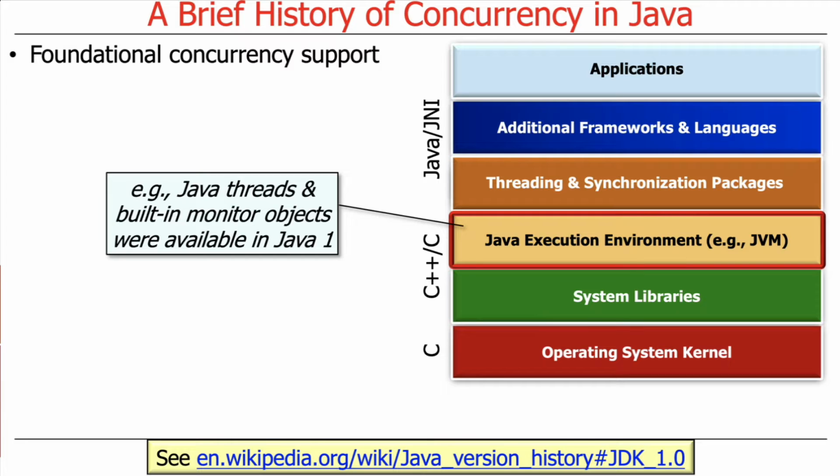So when Java first came out, that was in the middle 90s, version 1.0, and that had support for threads, which of course is the focus of your first programming assignment, and it also had support for so-called built-in monitor objects. And we'll be talking about built-in monitor objects later in the course. And those are both capabilities that exist in the Java execution environment itself. For example, the Java virtual machine, or in the case of Android, the Android runtime, ART, and so on and so forth. And you can learn more about the history of all this stuff at the link at the bottom of the slide.